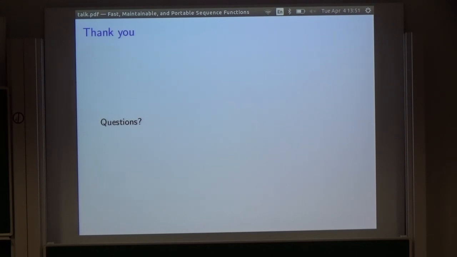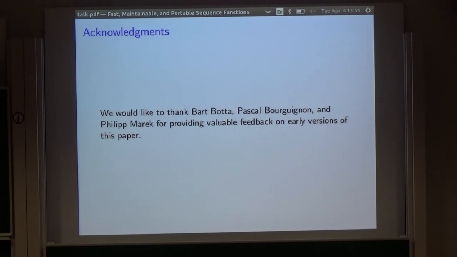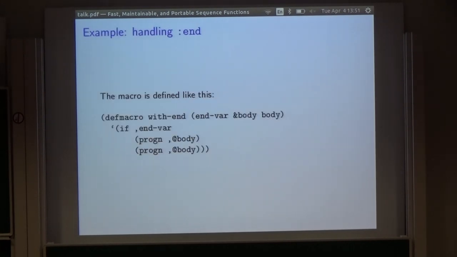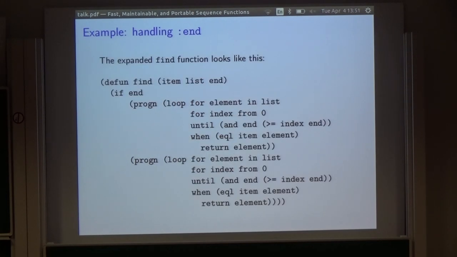Could you go back to the slide where you showed the expansion of the two branches of the if, which are the same? Okay, the next one. So in the case where end is true, why do you still have to have an end? Well, I don't have a choice. The macro expands by duplicating the body. Oh, maybe it was the next slide then. We showed what this was.